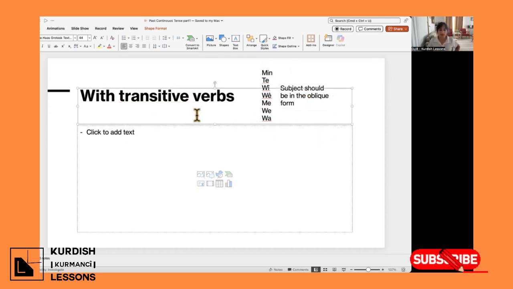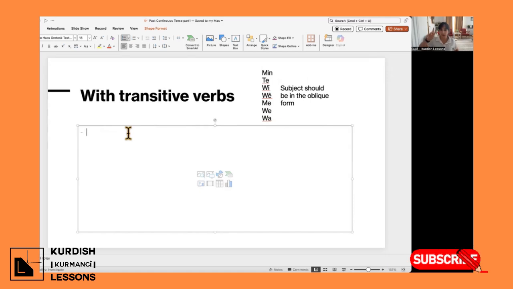And last time we discussed two main rules about the simple past tense, about past continuous with transitive verbs. I said when the object is singular, the verb is also conjugated as singular, right? So min sevek dixwar, I was eating an apple.